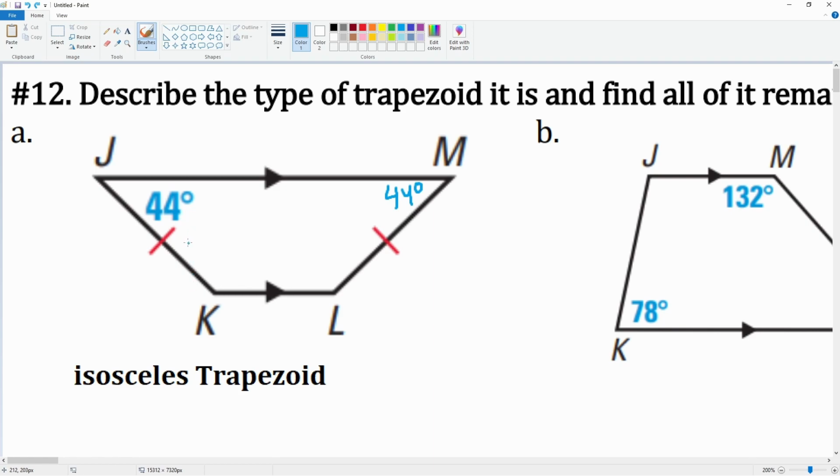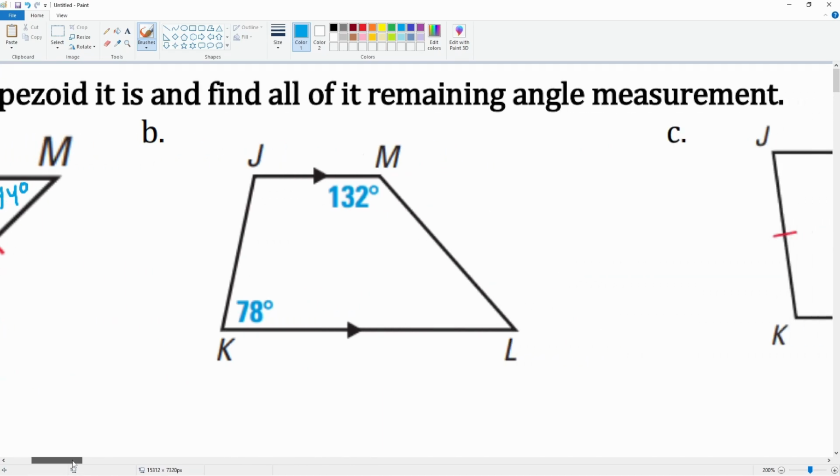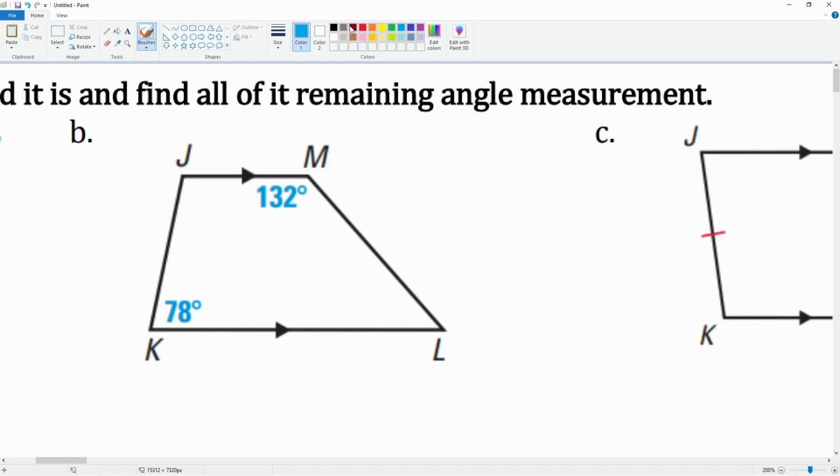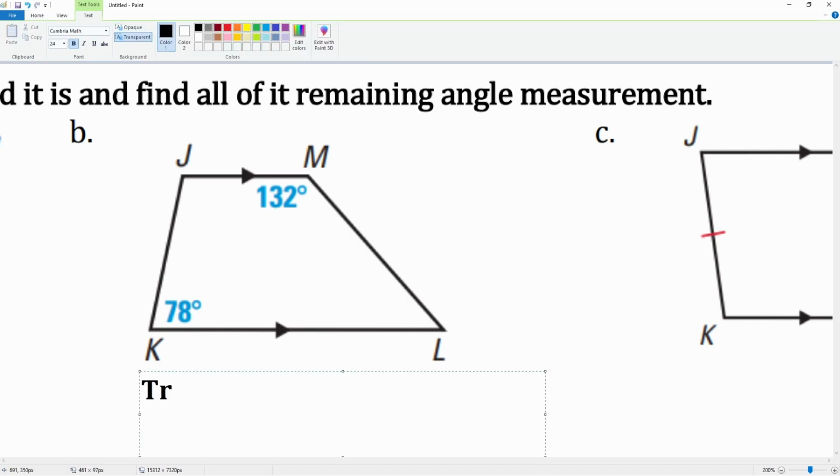So again, we can just write 180 minus 44. This gets you 136 here. Okay, because again, 44 plus 136 is equal to 180. All right. So if this is 136, this also has to be 136 because angle M and angle L have to be supplementary. Let's look at B here. There are no red marks here. So that just indicates that this is just a regular trapezoid. So we can write just trapezoid here.